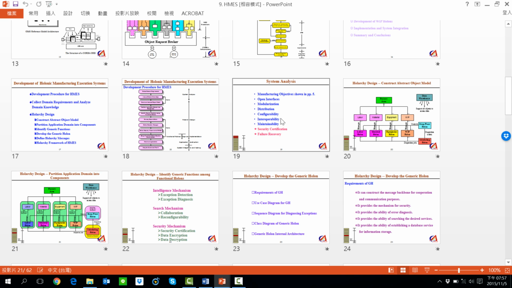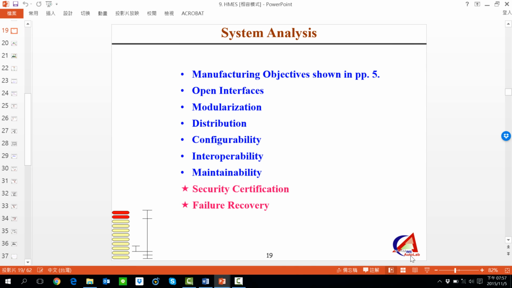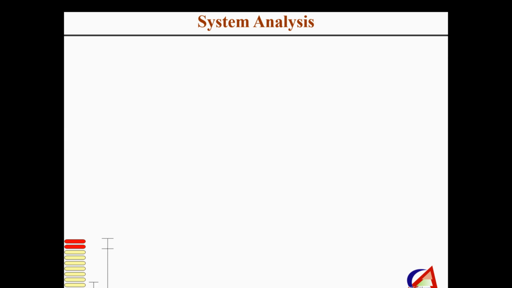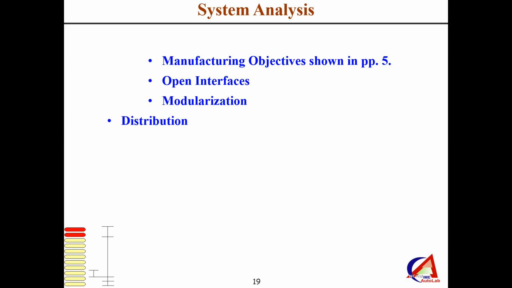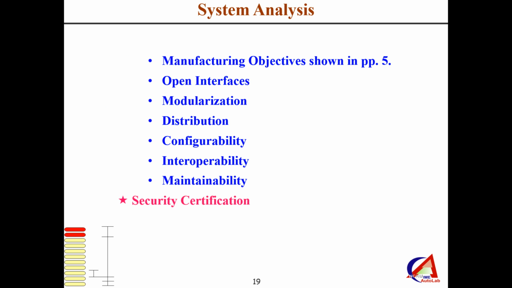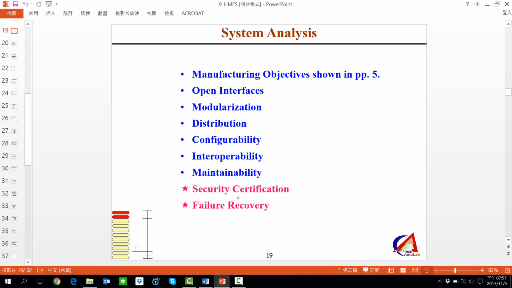I just set the system analysis here. We need to have all the functions shown here, right? We need to have interoperability, maintainability, configurability, security certification and failure recovery, right? And open interfaces. We need to have these kinds of characteristics. Then, in order to do so, the genetic holon should have those functions.